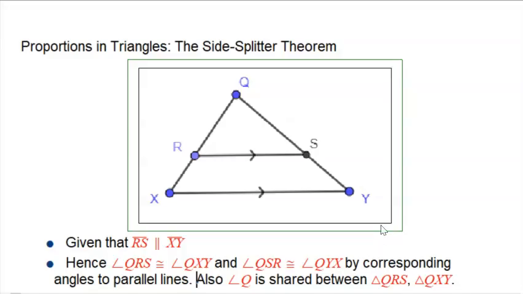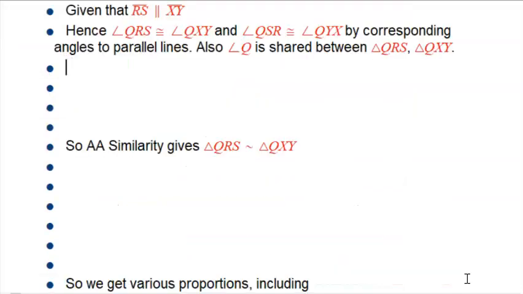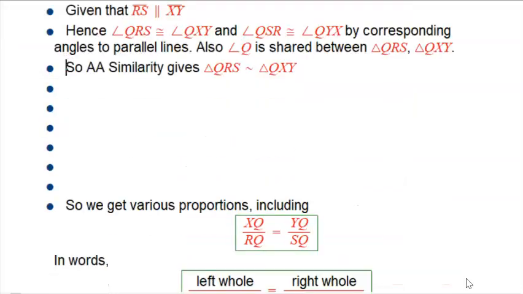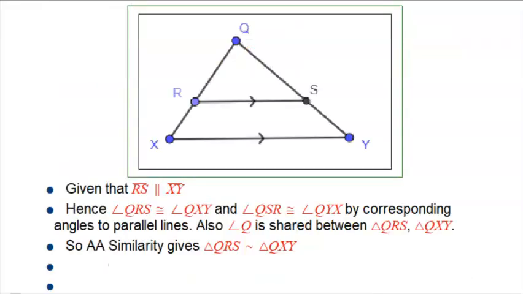Okay, and also icing on the cake, it's not absolutely necessary. You just need two of these three, but angle Q is shared between QRS and QXY. And if you think QXY kind of looks like a scaled up version of QRS, you bet we've got a similarity. And that means that QRS and QXY are similar. Yay.